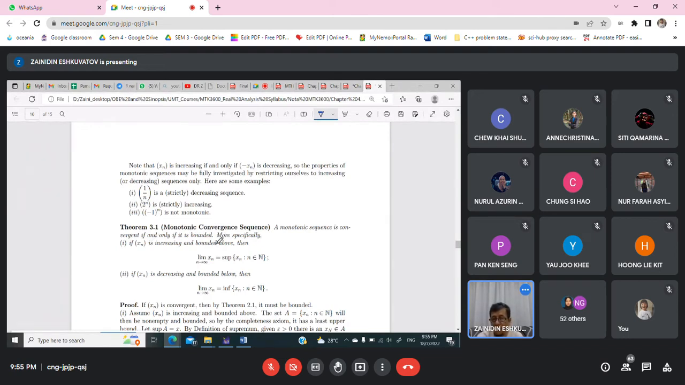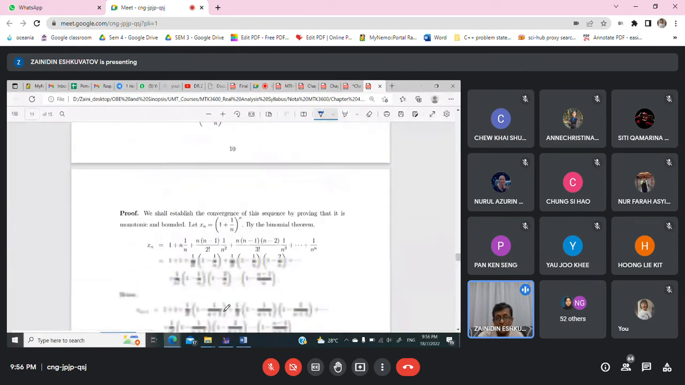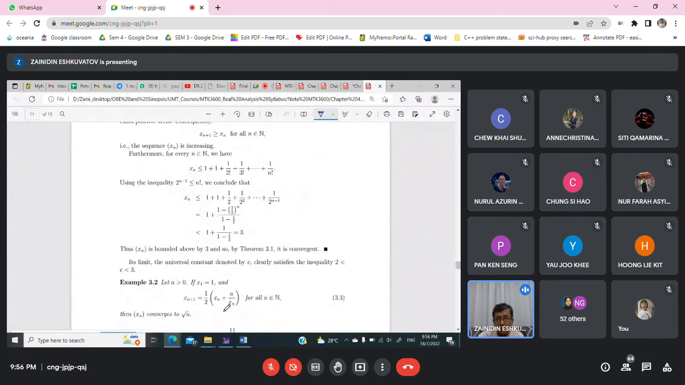If the sequence is bounded, then it has a limit, it is convergent. If x_n is increasing and bounded above, then the limit is the supremum. If x_n is decreasing and bounded below, then the limit of x_n is the infimum of the set. Okay, so please play with this type of problem very well.